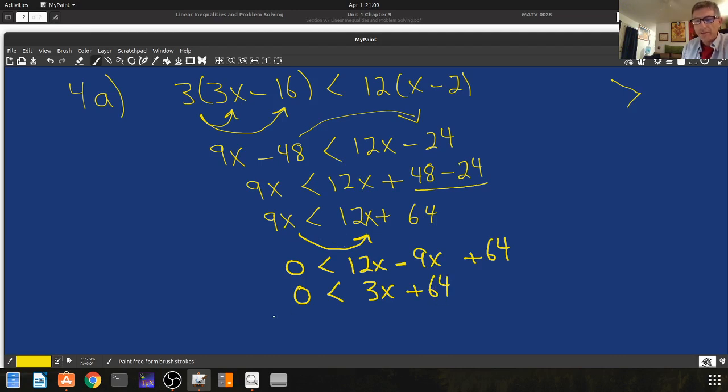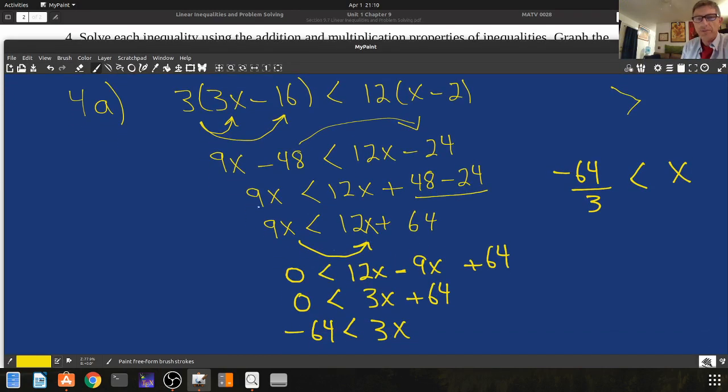So now I'm going to move my 64 to the other side, and it becomes negative. So 0 minus 64 is minus 64 is less than 3x. So coming up over here, I'm going to divide both sides by 3. 3 is positive, so I don't change the direction of the sign. 3x divided by 3 is x. Minus 64 divided by 3 is minus 64 over 3. And this does not simplify where we ask to graph the solution.